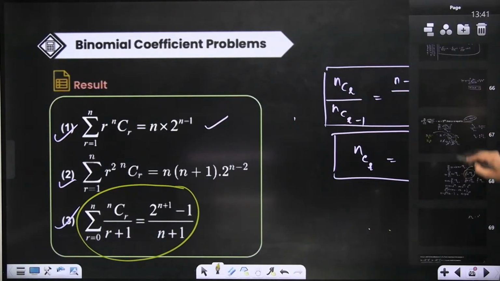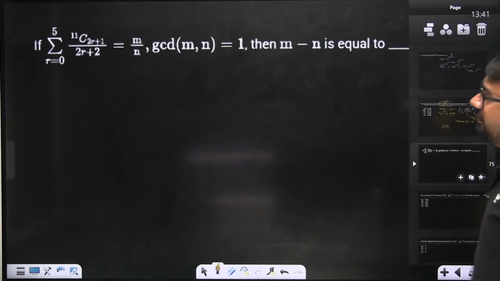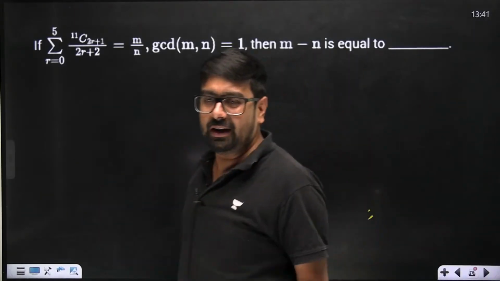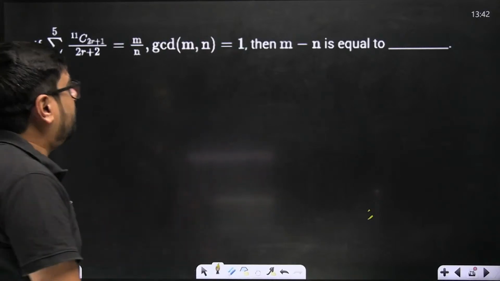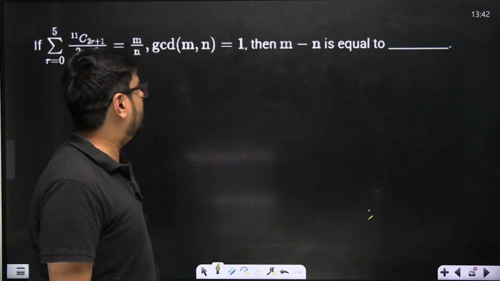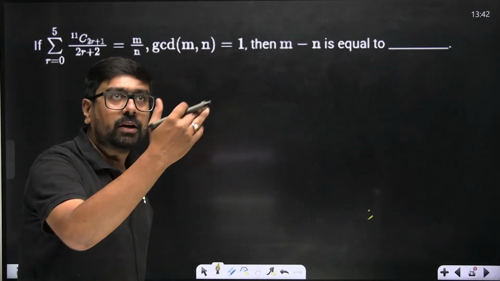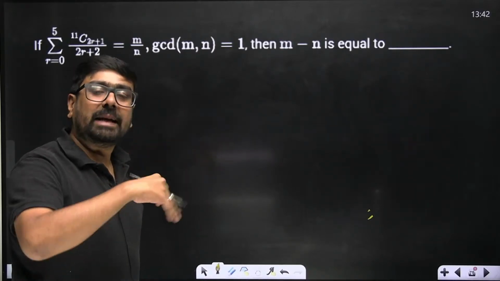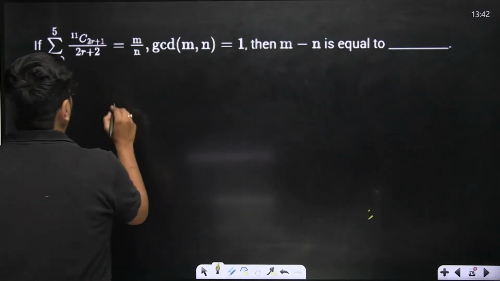I'll tell you one more approach for this, because integrating will make it very long and complex. You can expand (1 plus x) to the power n and integrate on both sides with limits from 0 to 1 and minus 1 to 0, and I think it will come. But here we can do something else also.